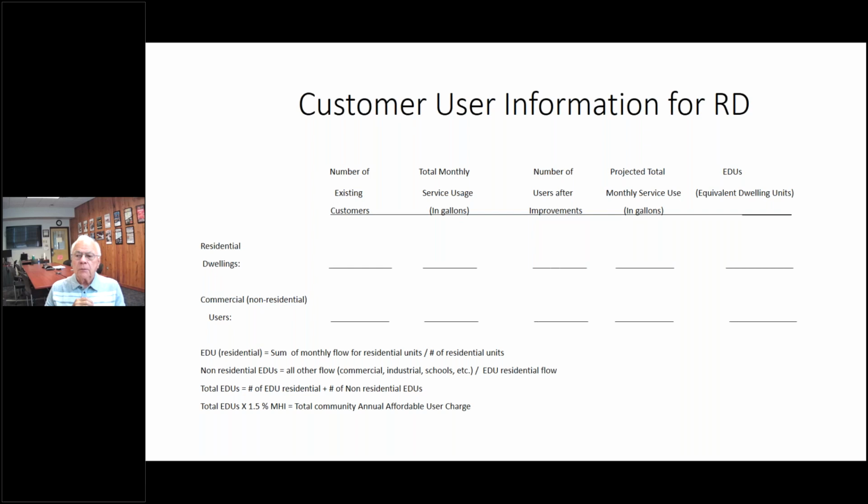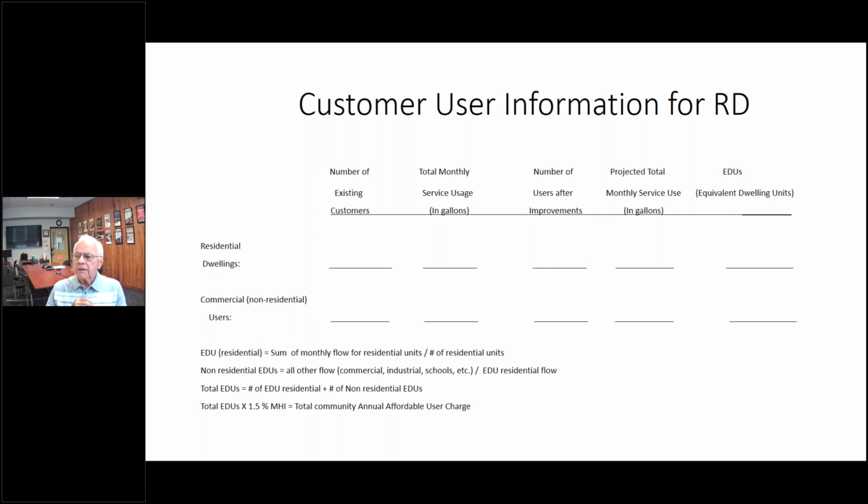So then you come up with the total number of EDUs. It's the total number of residential plus the total number of non-residential. You take the total number of EDUs times 1.5% of the community median household income, which gives you the total community annual affordable user charge. This table is an important one to be filled out. The data is used to calculate the amount of grant a community will be eligible for.